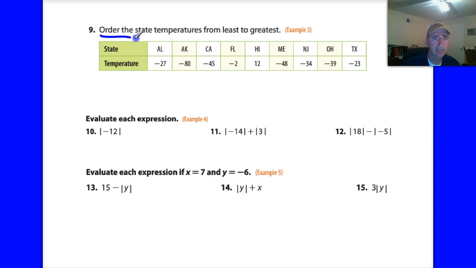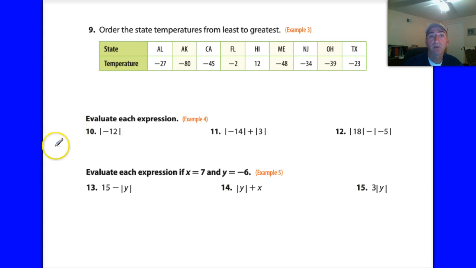It says order the state temperatures from least to greatest. This might be a good one for you to pause the video and see if you can do it. I'm going to do it. You don't have to do that. But if you want to see if you can do it and test me, see if I did them right, go ahead. But here I go.